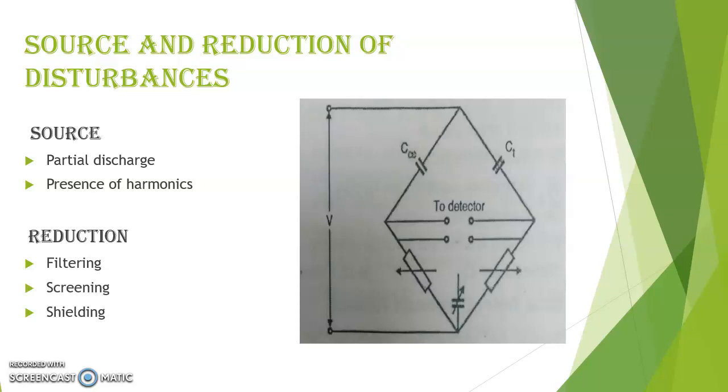What are the sources of disturbance and how can they be reduced? So what are the sources? The sources are primarily two, that is the first one is partial discharge, the second one is the presence of harmonics. Now how can we reduce the disturbances? First, we can reduce them by the filtering method, second by the screening method, and third by the shielding method.